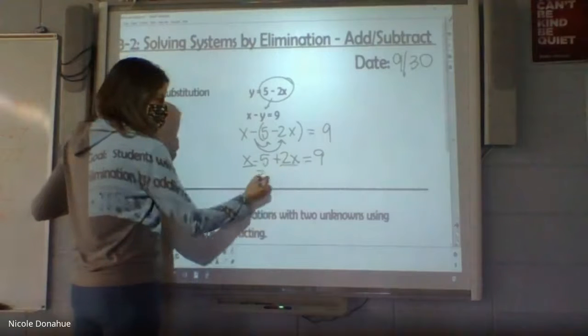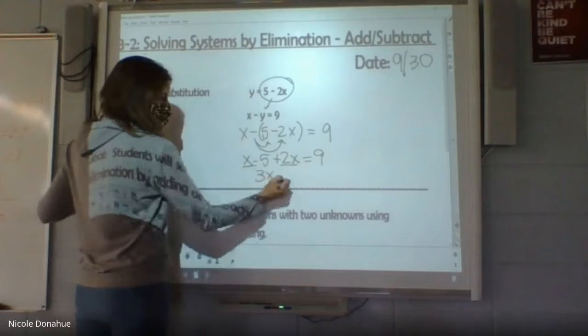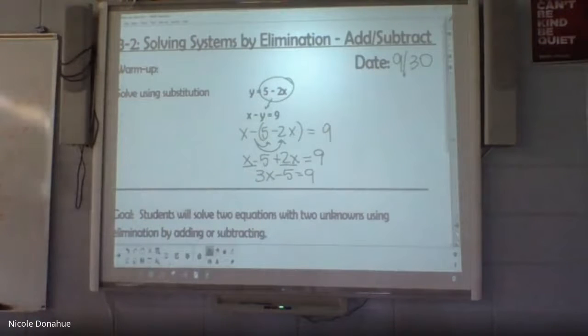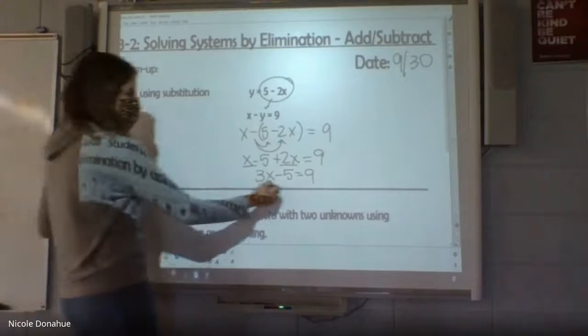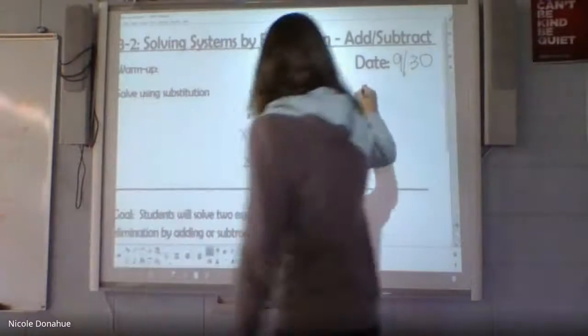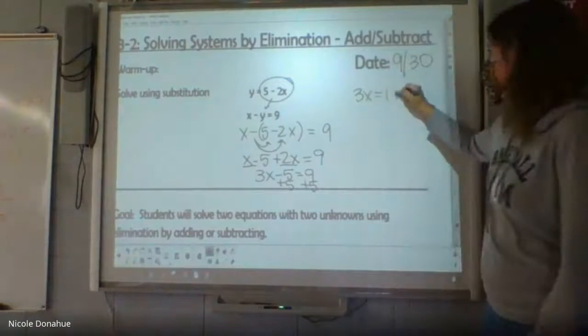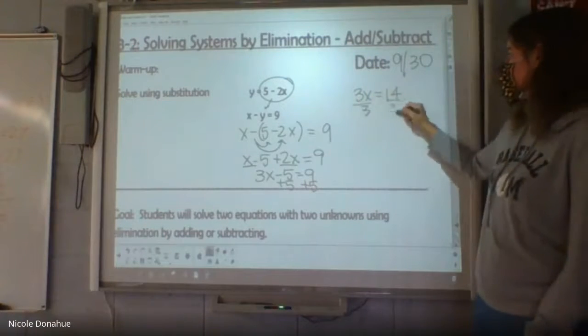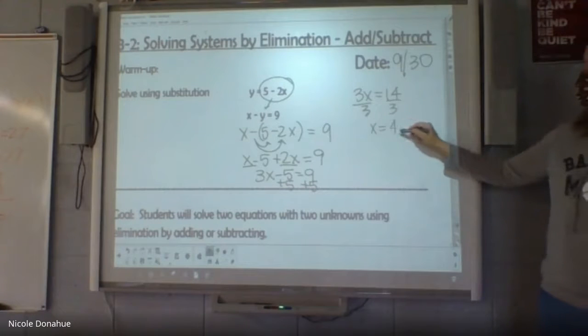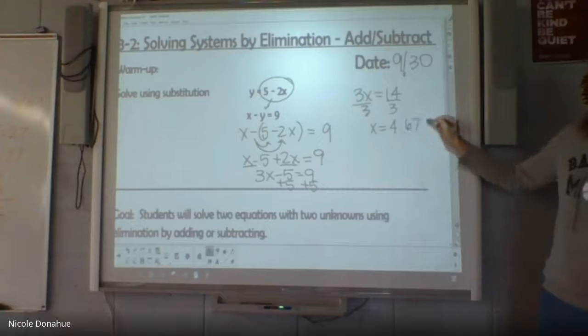So x and 2x can be 3x. And then I can move that 5 over. So I get 3x equals 14. And divide by 3 to find out x is going to be 4.6 repeating, 4.67.